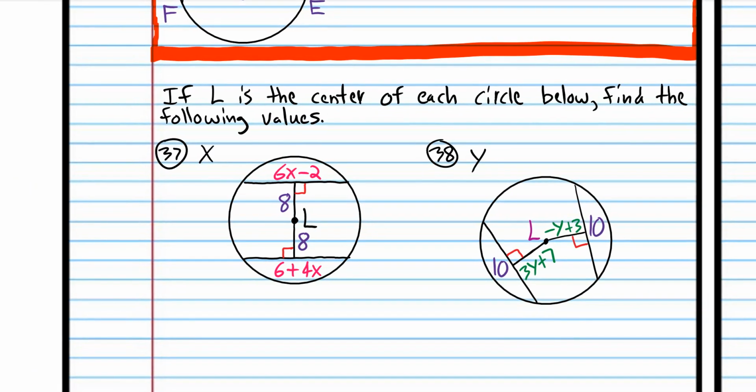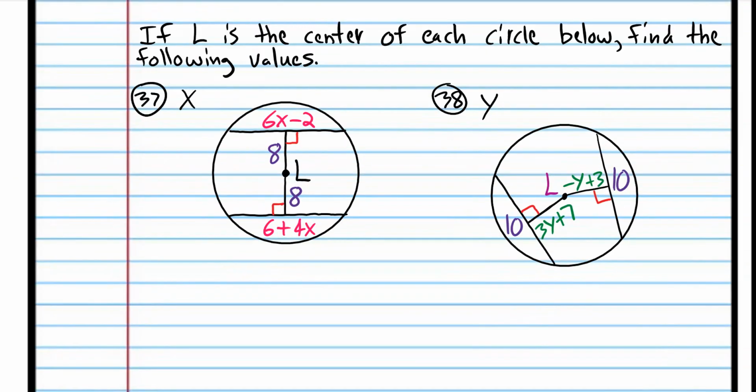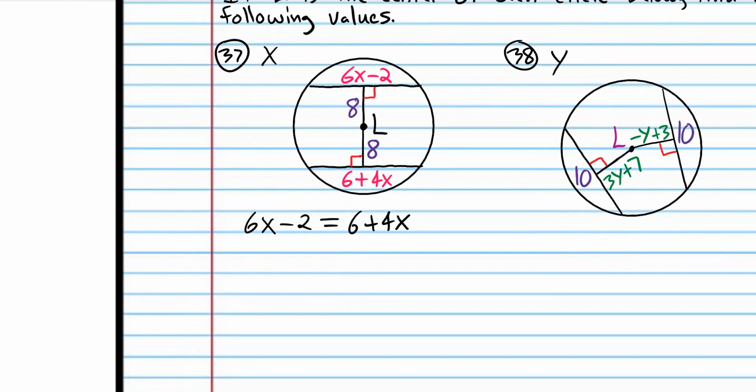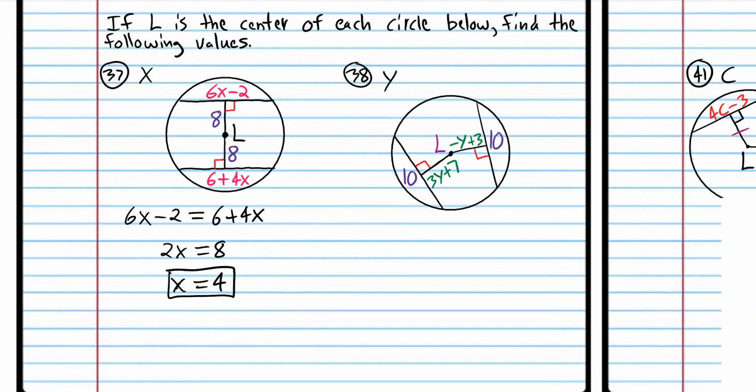If L is the center of each circle below, find the following values. Now look, the distance of each chord from the center is 8. The distances are both 8, so that means they're equidistant chords from the center. So that means by that theorem, the chords must be congruent. So the chord lengths must be equal. Subtract 4x from both sides, add 2 to both sides, divide both sides by 2, and x is equal to 4, and that's what they're looking for. So pretty easy with these problems.